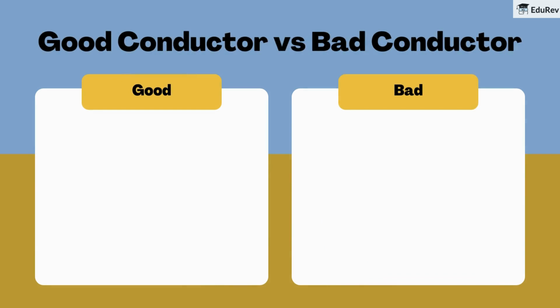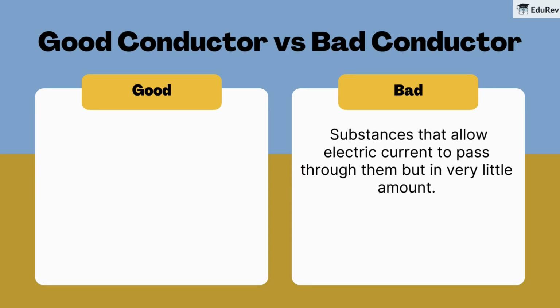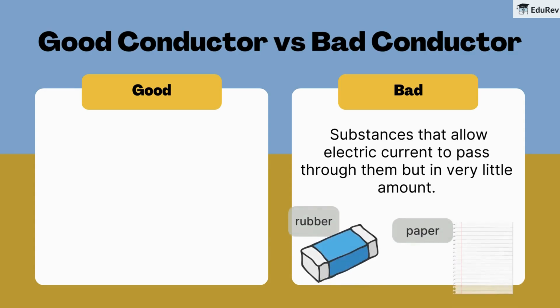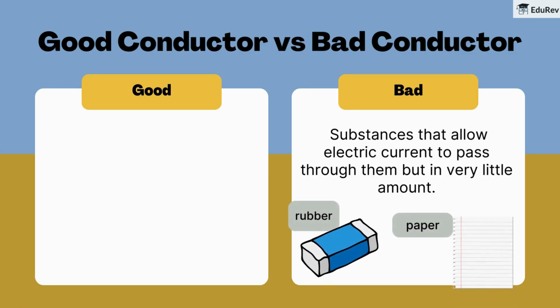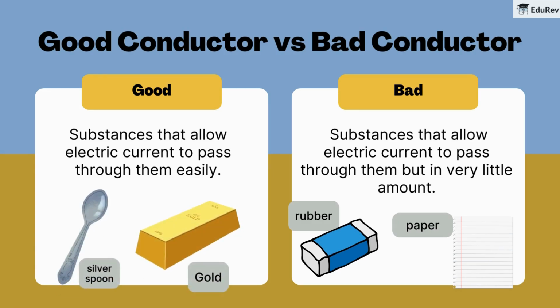We can divide conductors into good conductors and bad conductors. Bad conductors are substances that allow electric current to pass through them, but in very little amount. Examples are rubber and paper. Good conductors are substances that allow electric current to pass through them easily. Gold and a silver spoon are good conductors of electricity.